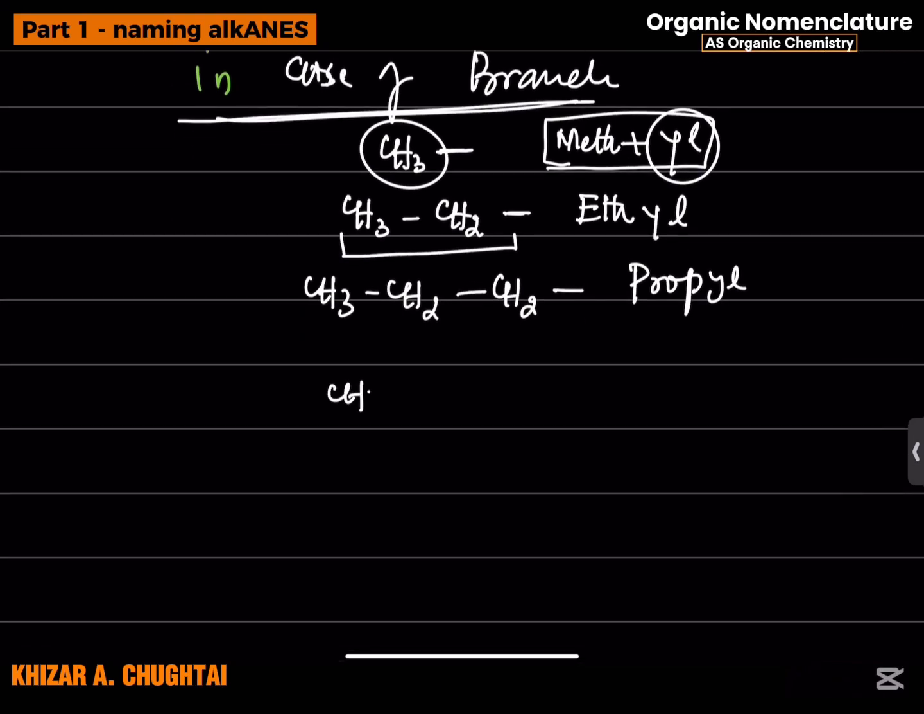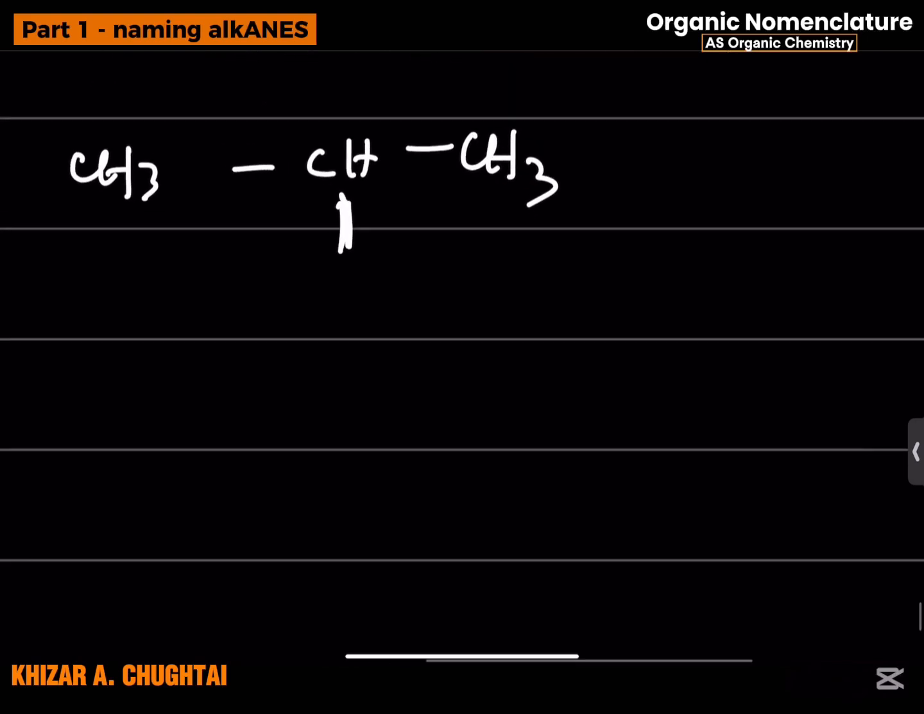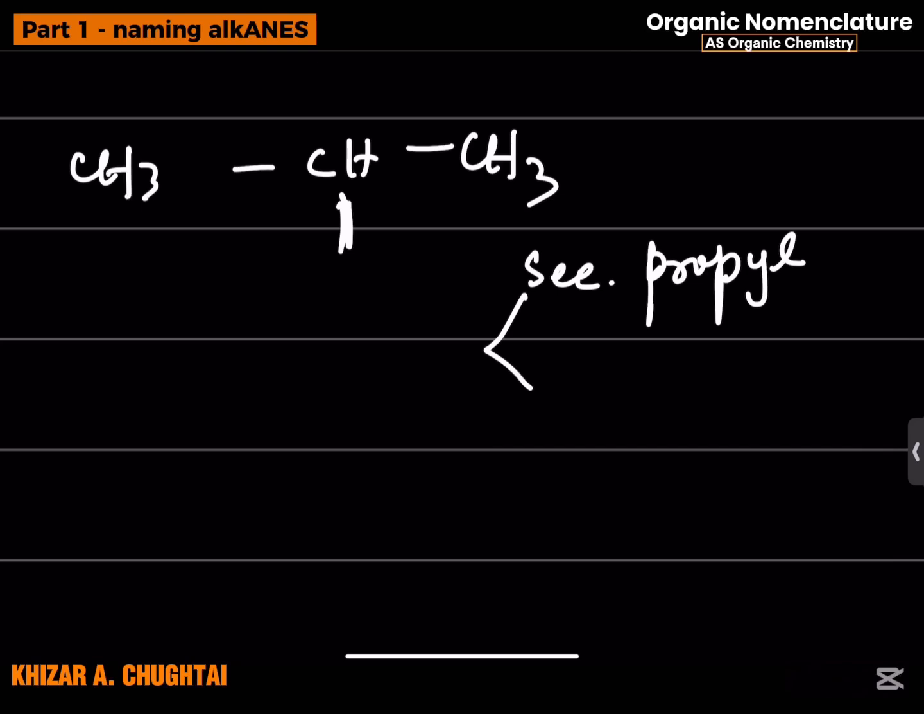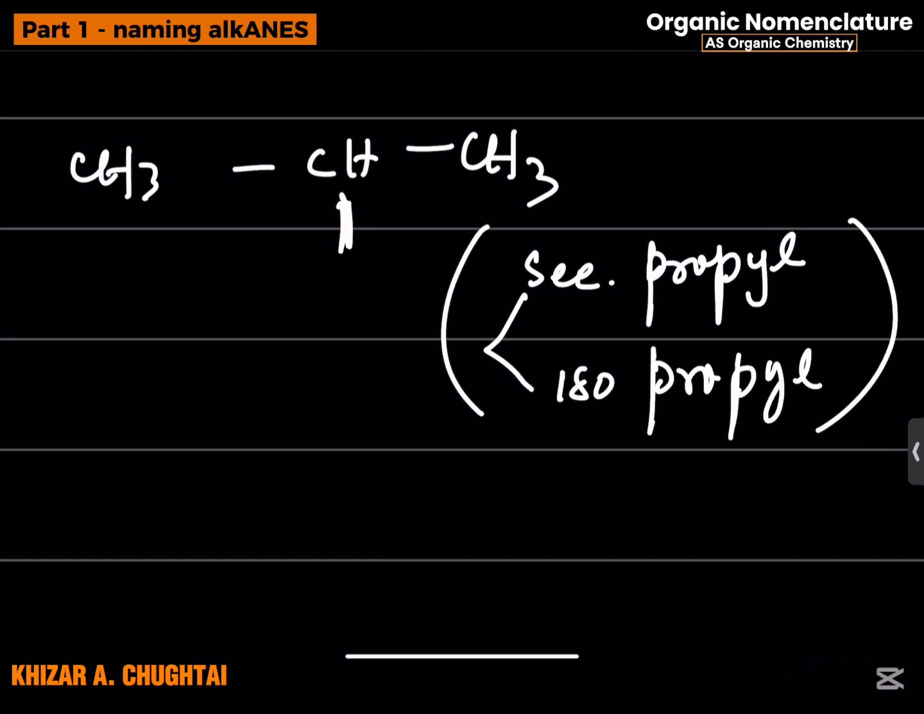This one is known as, what is the name of this group? It's called secondary propyl or isopropyl. Secondary propyl or isopropyl. No, it's not part of O-level chemistry, it's just cramming.